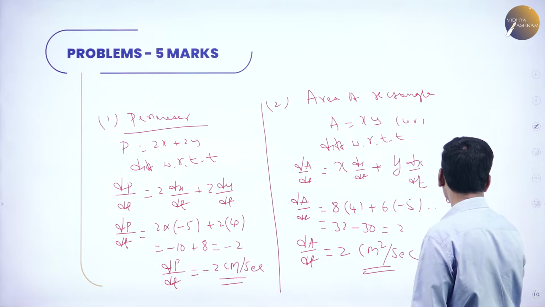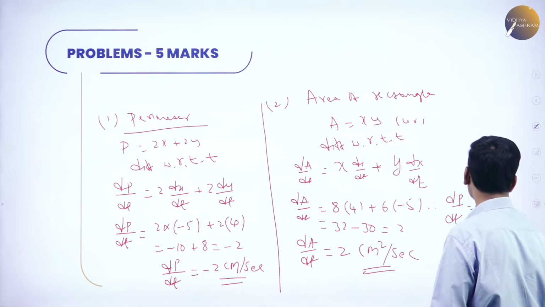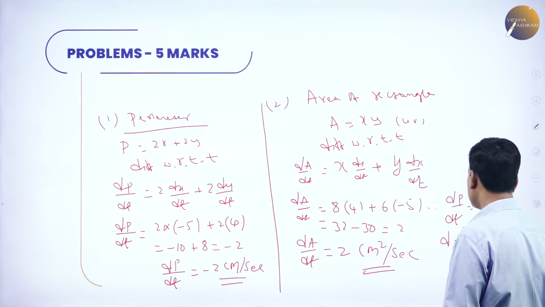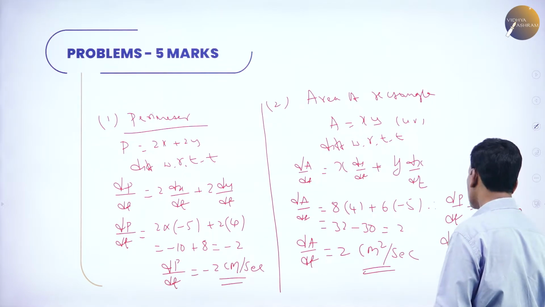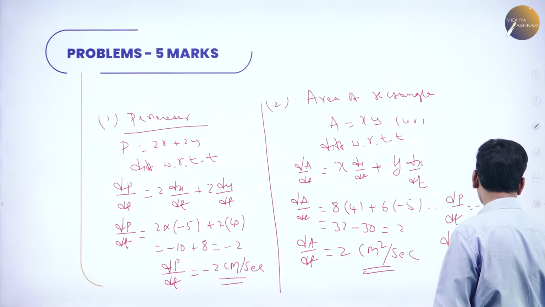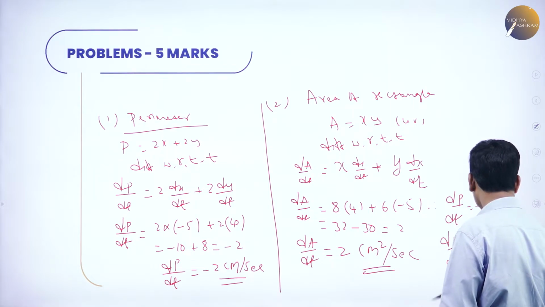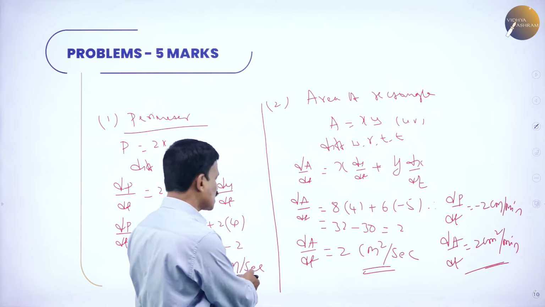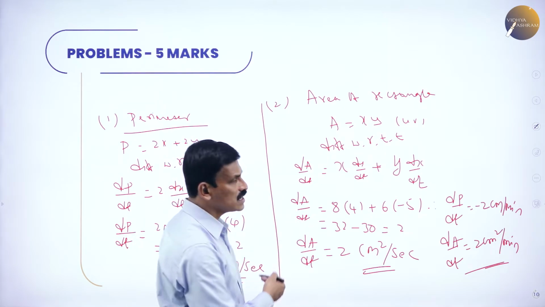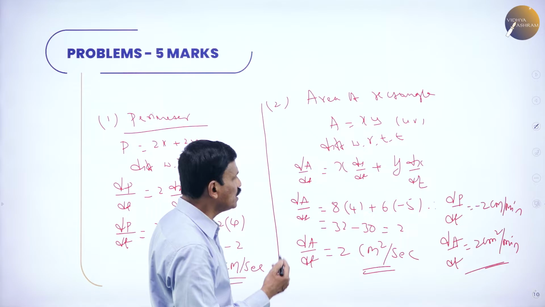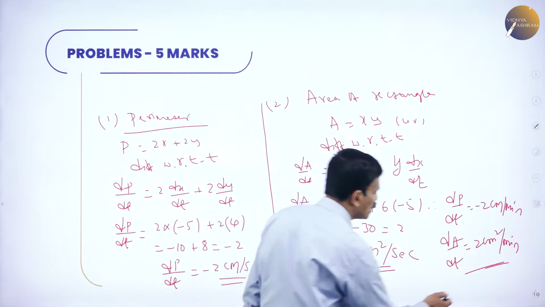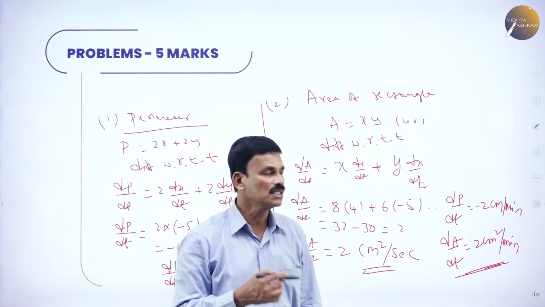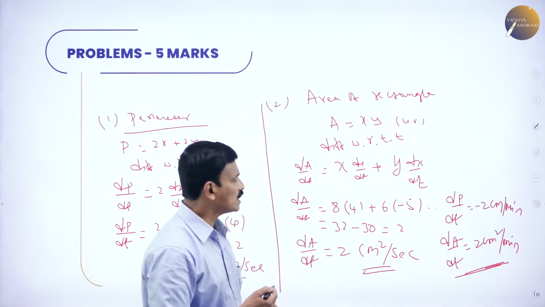dP by dt is equal to minus 2 centimeters per minute, and dA by dt is equal to 2 centimeters square per minute. Not second, it is per minute. Suppose if the unit given is second, you can write second. Since it is minute, write minus 2 centimeters per minute and 2 centimeters square per minute. This is the required change in perimeter and the area.